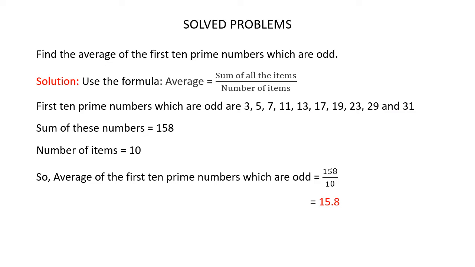Now the sum of these numbers is 158. So sum of the first 10 prime numbers which are odd is 158. Now average of the first 10 prime numbers which are odd is equal to 158 divided by 10, which is 15.8.